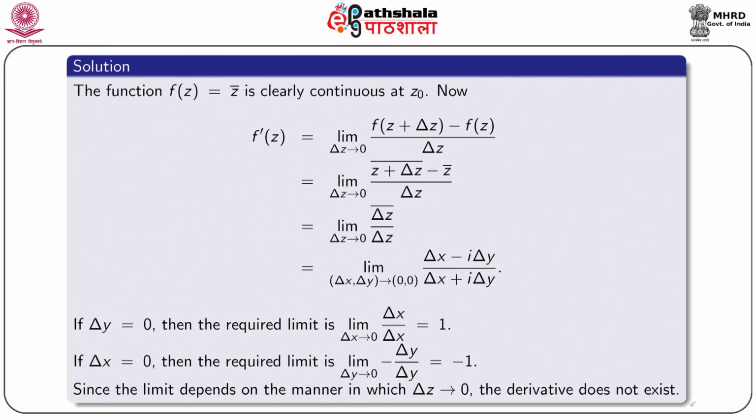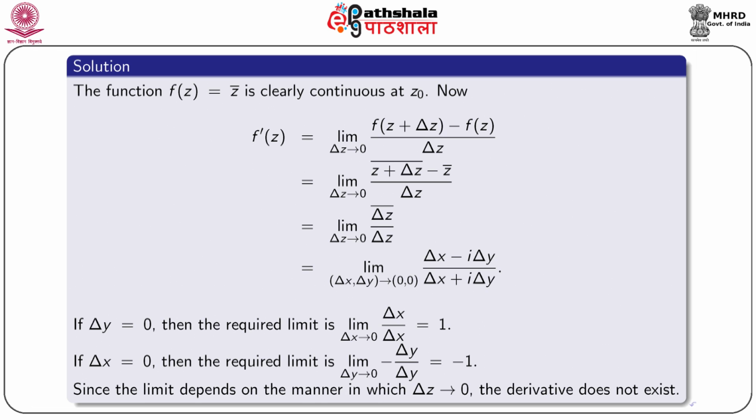So, here the function f(z) = z conjugate = x minus iy is clearly continuous at the point z0. Now, f'(z) is equal to the limit as del z tends to 0 of f(z + del z) minus f(z) by del z. Putting the value of f(z), this equals the limit as del z tends to 0 of conjugate of (z + del z) minus conjugate of z by del z, which equals the limit of conjugate del z by del z, that is, the limit as del x, del y tend to 0, 0 of (del x minus i del y) by (del x plus i del y).